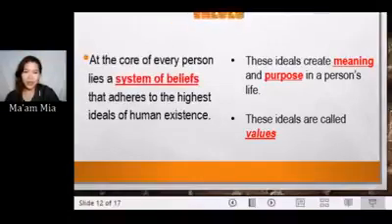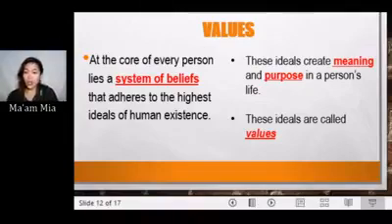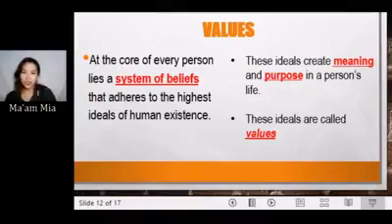So next is we have what we call values. Values is the core of every person, lies a system of beliefs that adheres to the highest ideals of human existence. So these are the things that we tend to follow as we live. For example, maging mabait ka, maging magalang ka. Those are values. These ideals create meaning and purpose in a person's life. These ideals are called values.